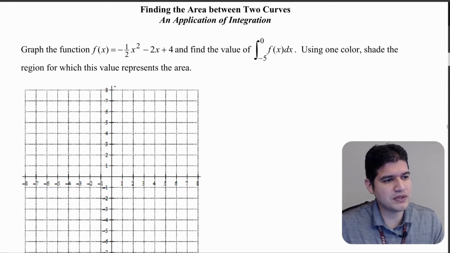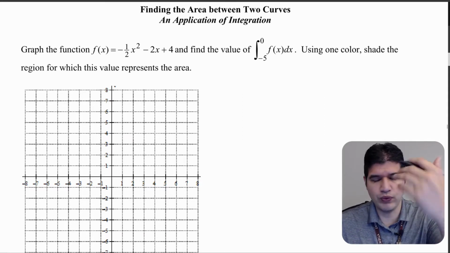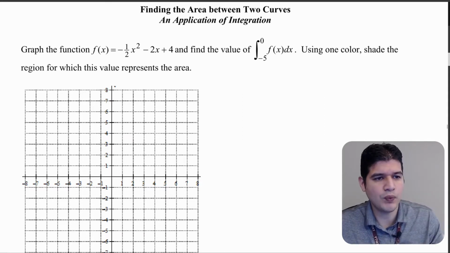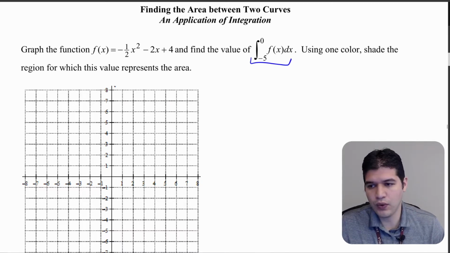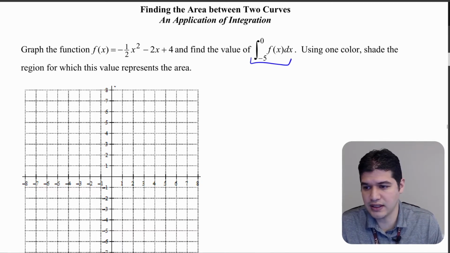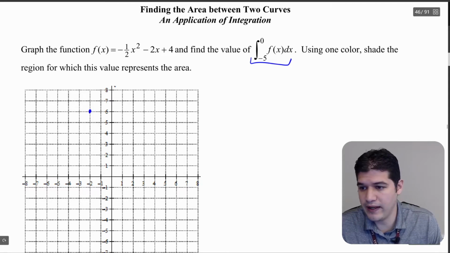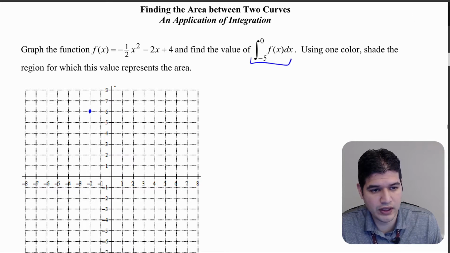Our very first problem is something that we've done before. We want to find the integral and graph this function from -5 to 0. We're going to put this graph in, and I know that this is going to start here at -2, 6. Great. And then it goes down half a point right there.